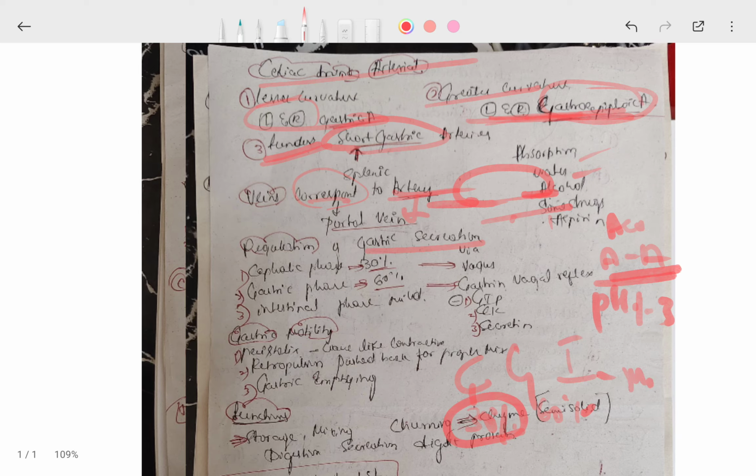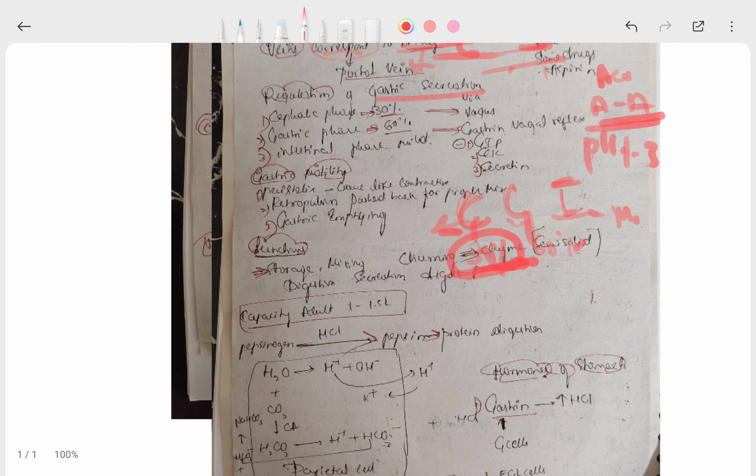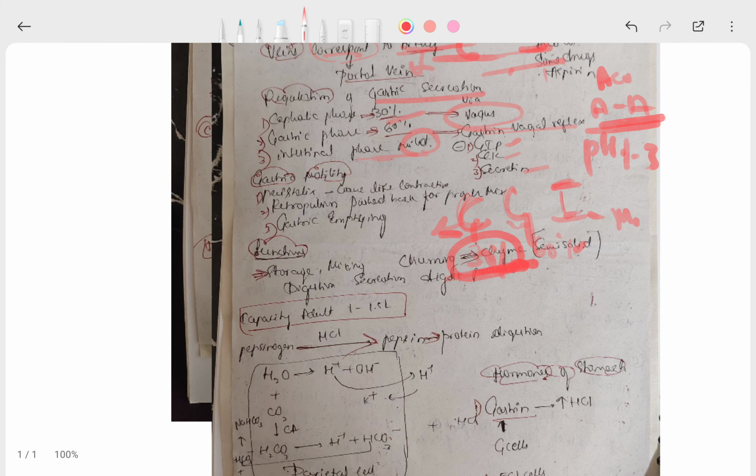Cephalic means when you hear about the food, when you see the food, when you taste the food, the secretions occurring, this is by sense organs. This is known as cephalic phase. And gastric phase, when the food enters into the stomach, and intestinal phase, when the food enters into the intestine. Cephalic phase is regulated by the vagus nerve, whereas gastric phase by the gastrovagal reflex, whereas intestinal phase is mild and inhibited by GIP, CCK, and secretin hormones.